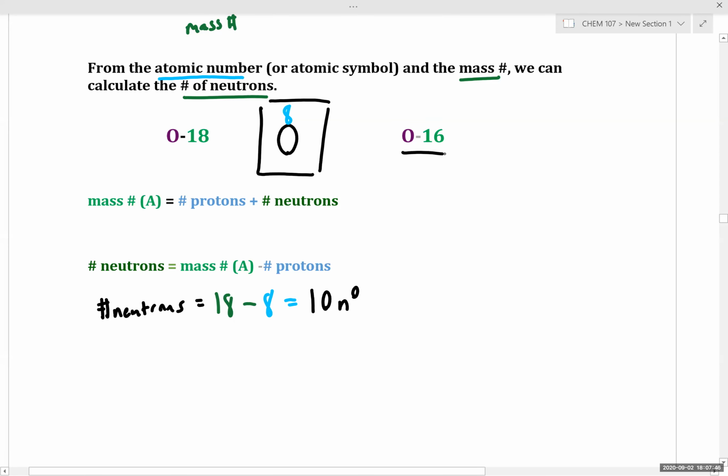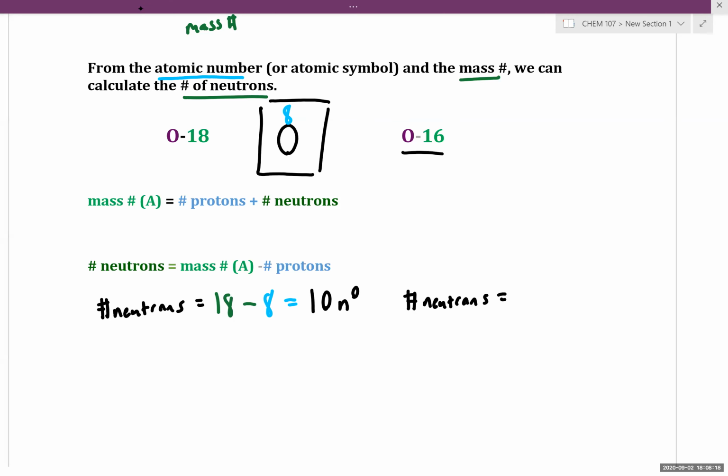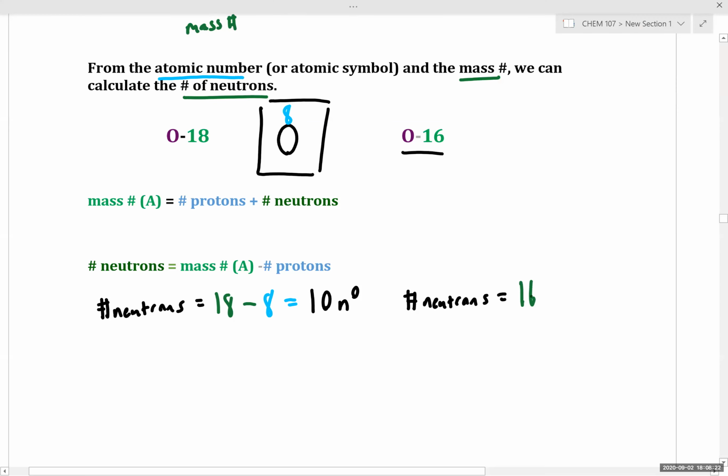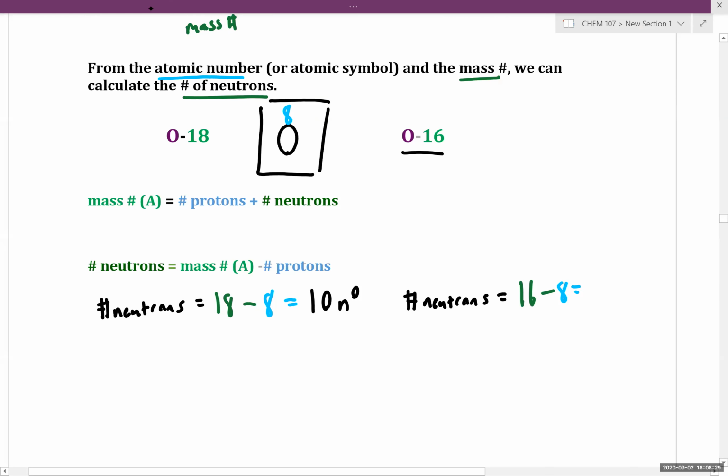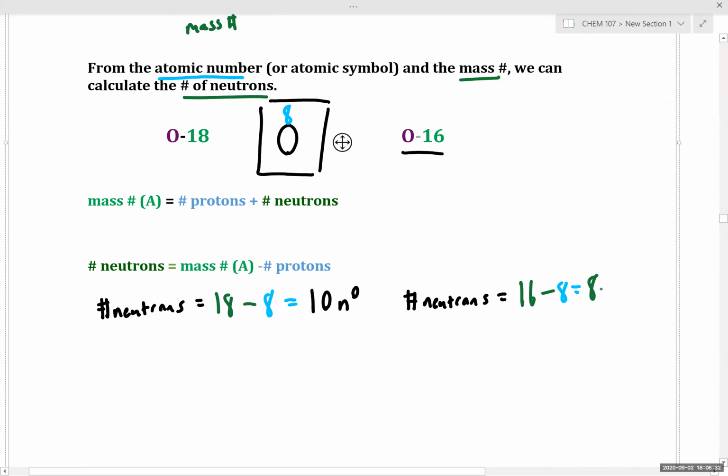We can repeat this calculation for oxygen 16. I'd like everyone just to take a moment and try and tell me how many neutrons oxygen 16 has. Eight. Perfect. So let's showcase that calculation. We have 16 for our mass number and an atomic number of 8, and that in turn gives us a total of 8 neutrons. Perfect.